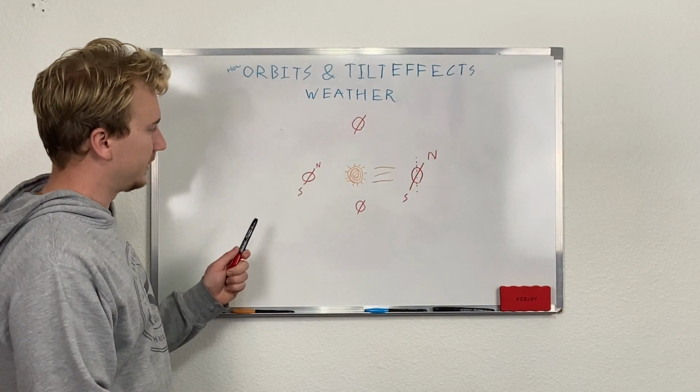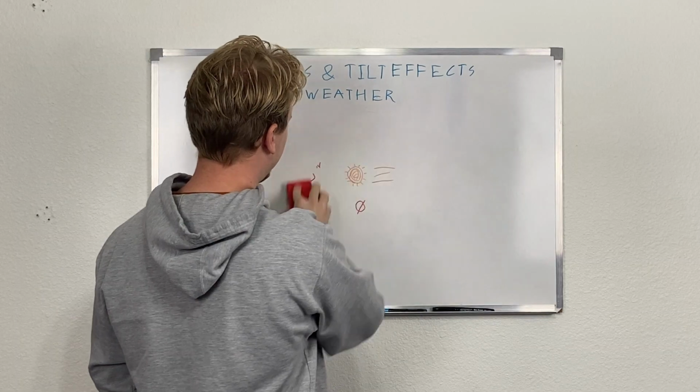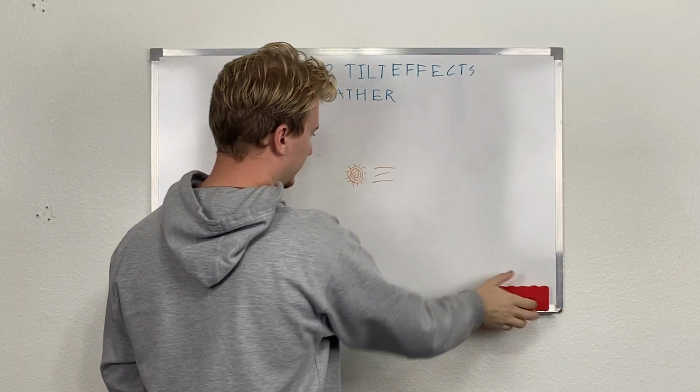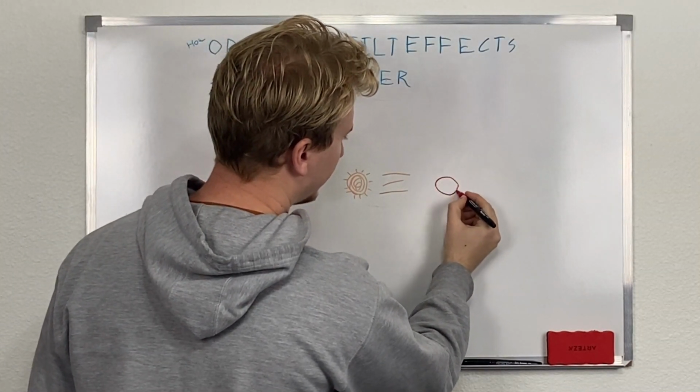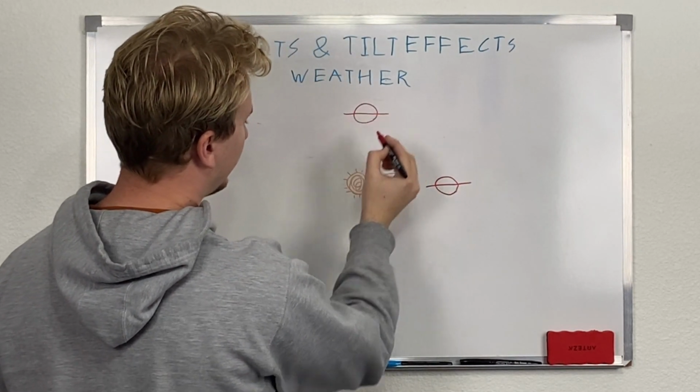What happens if the tilt is more extreme, though? In the case of a planet whose tilt is close to 90 degrees, well, it's quite a different story.